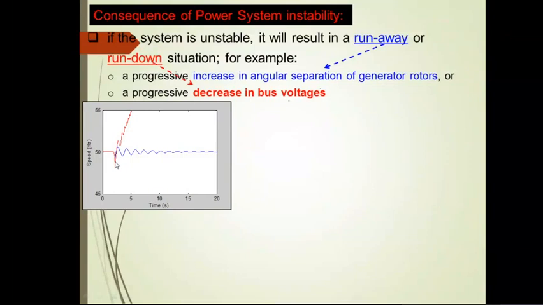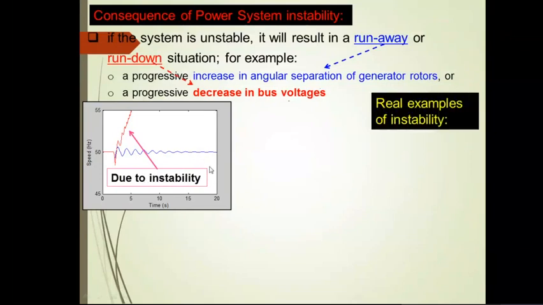If we take this figure as shown, we have 50 hertz, and following the disturbance there is some oscillation in the variation of the speed. If we are able to restore back the 50 hertz frequency of the signal, then it will be referred to as stability. But if we are not able to retain the 50 hertz signal following the disturbance, then it will be referred to as an instability situation.